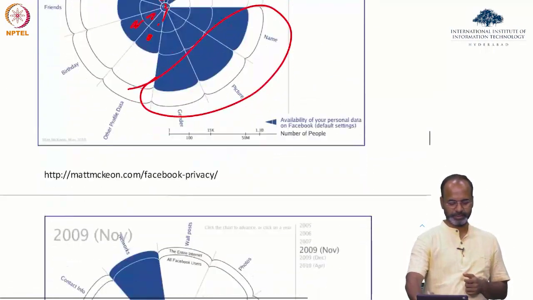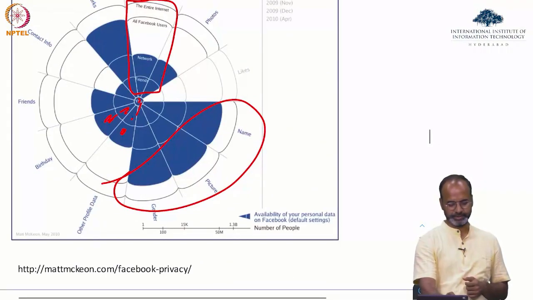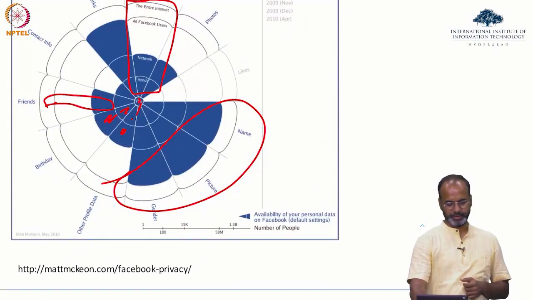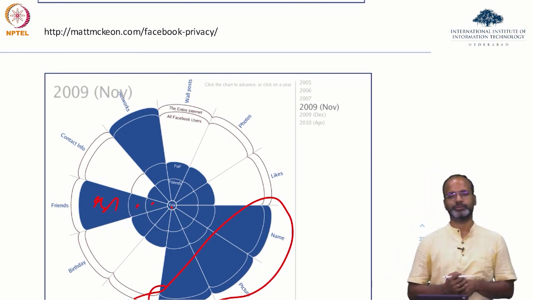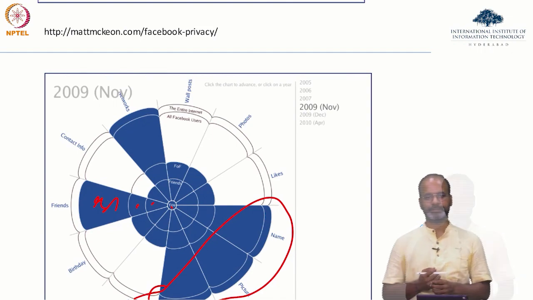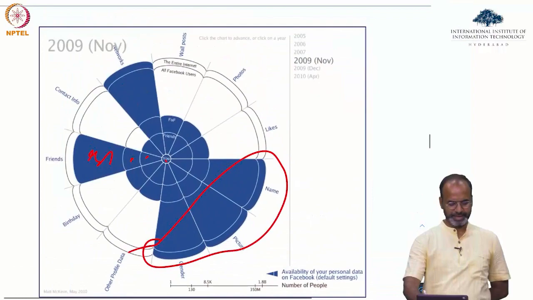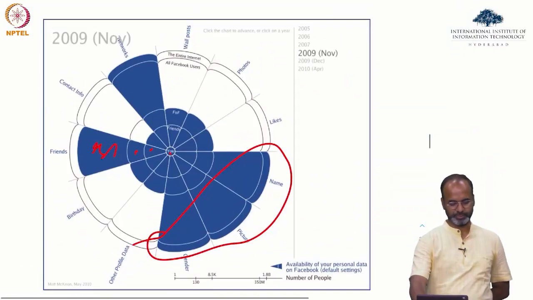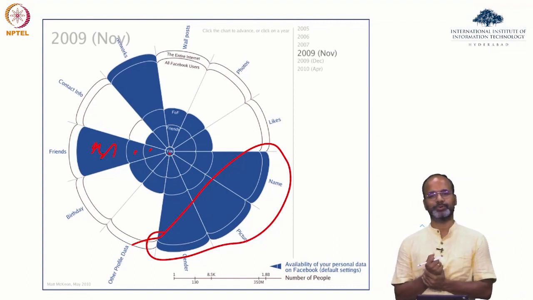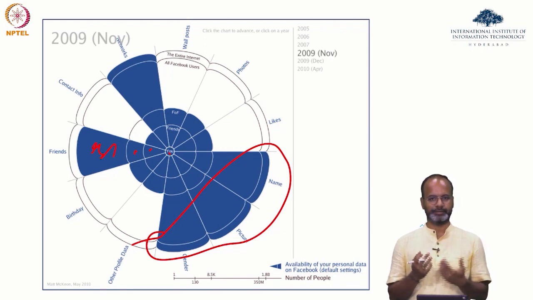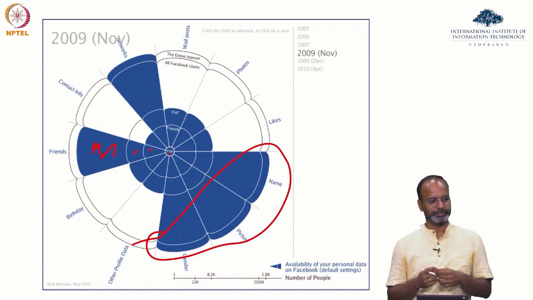Similarly, if you see friends, this part also moved from you, friends of friends, to all Facebook users. Any Facebook user could show up on your profile and see all your friends. That's 2009. I'll let you go through these even more carefully. If you want, pause and watch the pictures more closely to see any other differences. But these are the differences that are very evident.